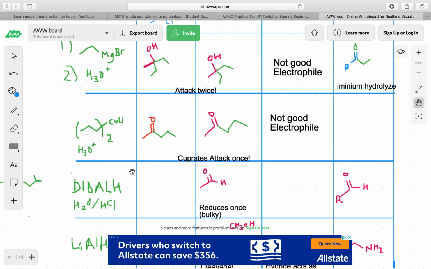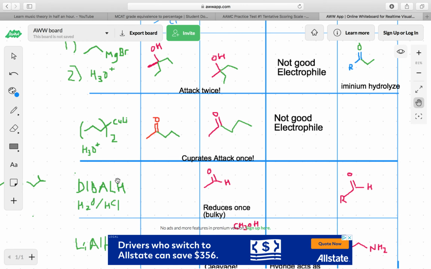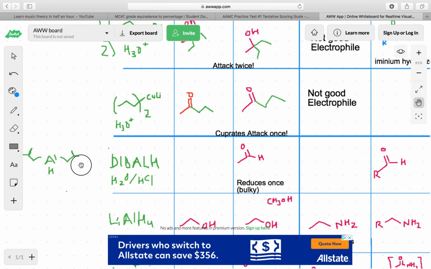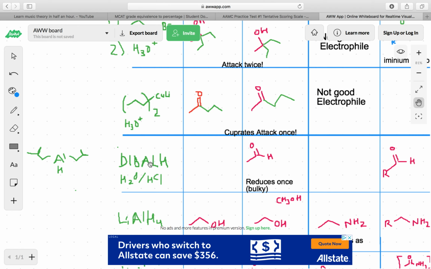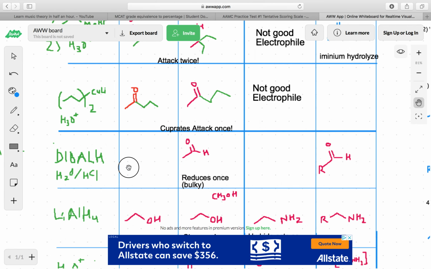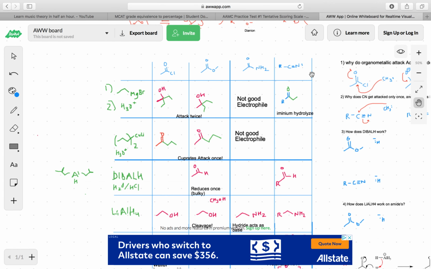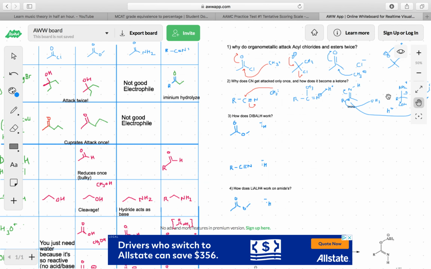Our next reagent is one you guys just got introduced to. It's called DIBALH. You've never seen it before, so I'm going to show you what it looks like. It looks like this. It's di-isobutyl aluminum hydride. It has 2 very big bulky groups sticking off, and it has 1 hydrogen. So the main thing to note here is it's a bulky group, and it can only basically deliver 1 hydrogen. Your DIBALH is only used for esters and for cyanides. So let's see how it works.